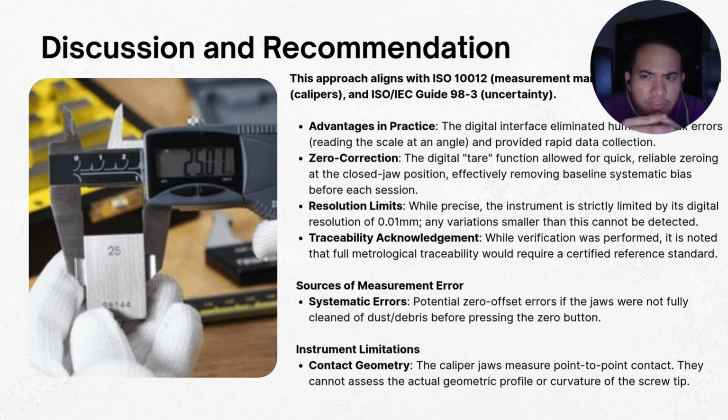This approach aligns with international standards. Specifically, the first one is ISO 10012, which covers the measurement management system. The second one is ISO 13385-1 for the metrological characteristics of calipers. The third one is ISO Guide 98-3. This is to evaluate the measurement uncertainty. By following all of these benchmarks, we ensure that our findings are technically sound and statistically significant.